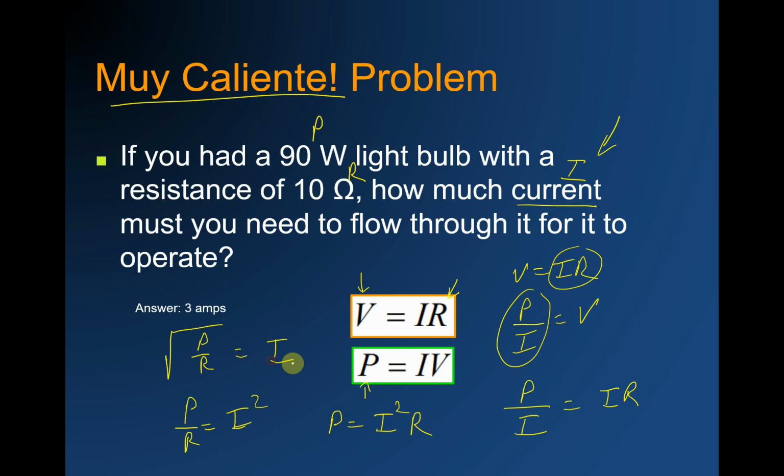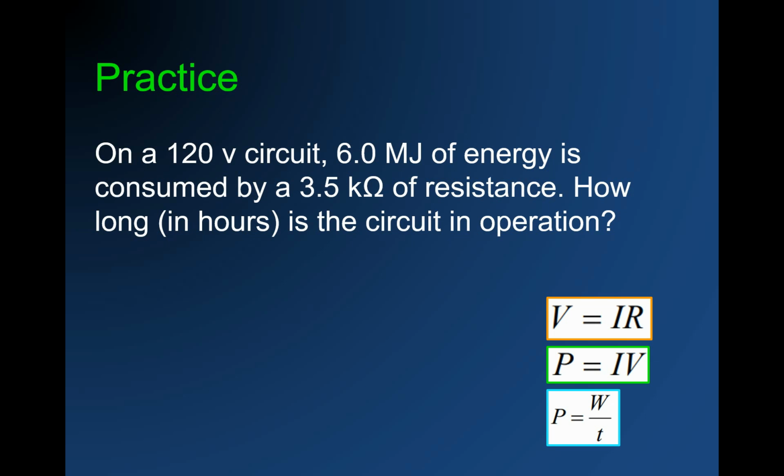So all I have to do is plug in my 90 watts for P, plug in my 10 ohms there. That'll give me 90 divided by 10 is 9. Take the square root of 9, and I get 3 amps. So that's a tricky one because that one you had to solve the variables simultaneously and set them equal to each other. Okay, there's another one. Go ahead and practice it.